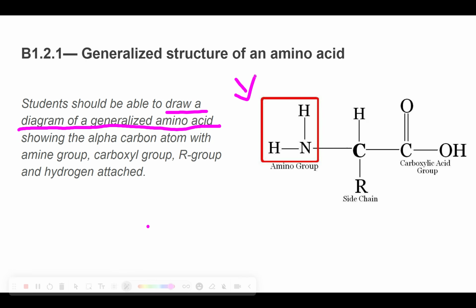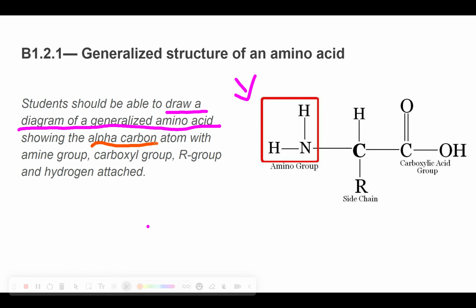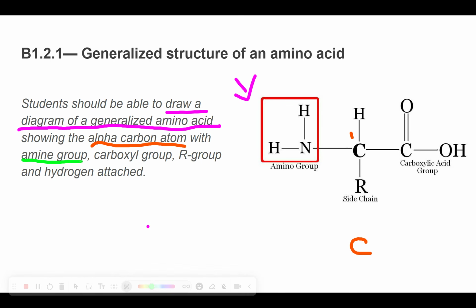I'm going to go piece by piece. So the alpha carbon atom is this one in the middle. I'll do mine right below. So there's your alpha carbon. The first thing that they talk about being attached to that is the amine group. I'm going to go green for the amine group. That's over here on the left-hand side. So this alpha carbon is connected to a nitrogen. That nitrogen is also connected to 2 hydrogen atoms. That's the amine or amino group.